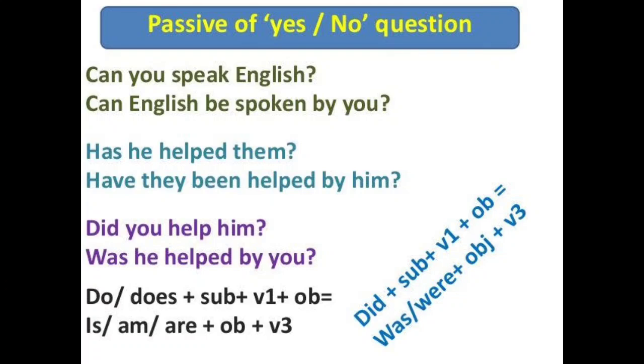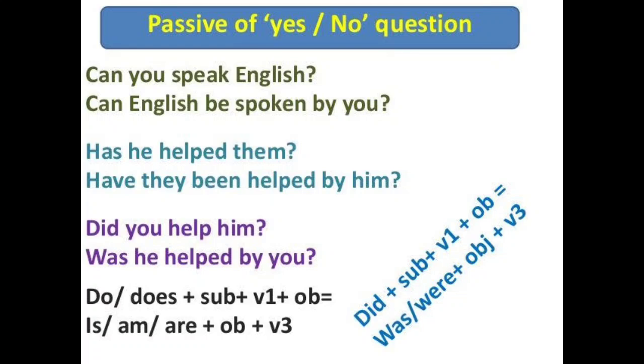Look at another example here. "Did you help him?" Here, "did" is in the past tense, so we should change it into "was." Was, you, "him" should be changed into "he." Verb 3 form is "helped by." "You" remains "you." "Was he helped by you?" in passive. So, in active, "Did you help him?" In passive, "Was he helped by you?"